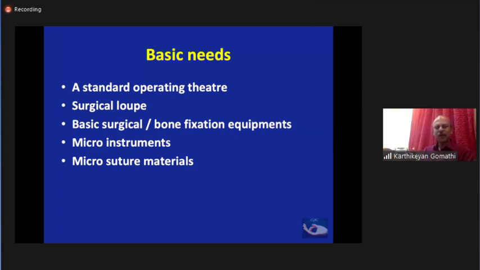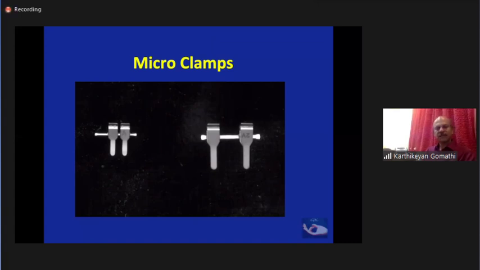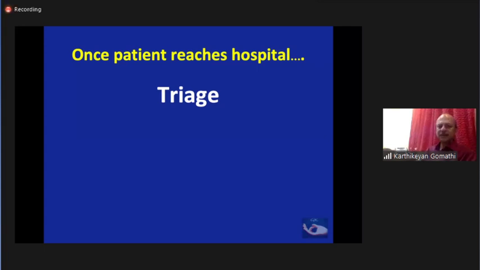Basically, you need only these things to do a replantation. A standard operation theater, a surgical loop is enough if it's going to be a little proximal or at the level of the wrist. But at the level of the finger, it is better if we have an operating microscope. Then basic bone surgical or bone fixation equipment, micro instruments, and micro suture materials. We have already seen when we talked about microvascular reconstructive surgery, we talked about the micro sutures and the micro clamps and the different micro instruments.